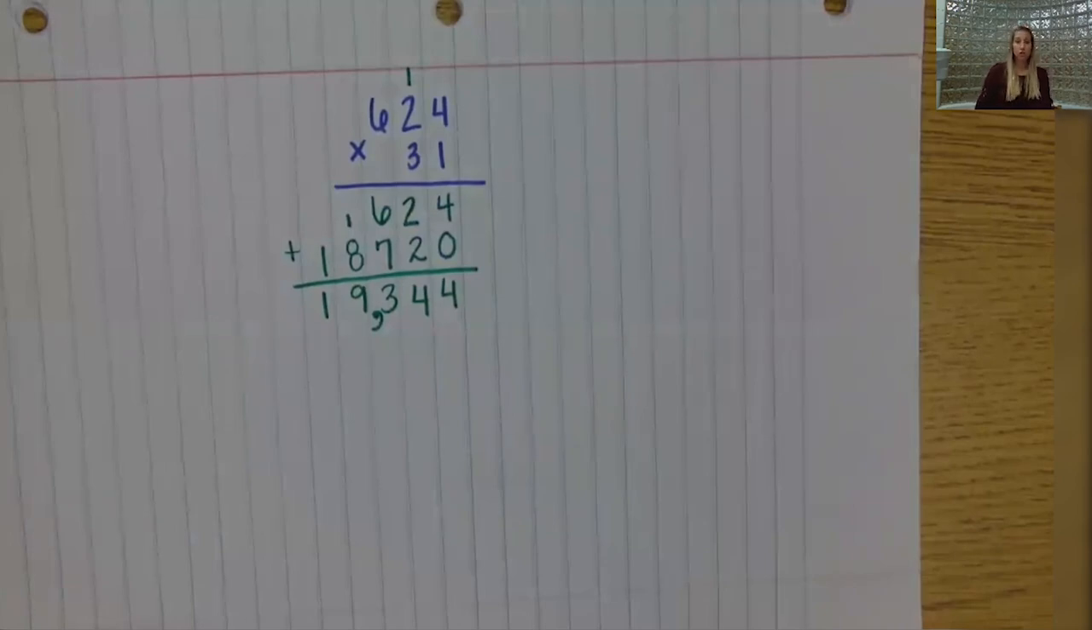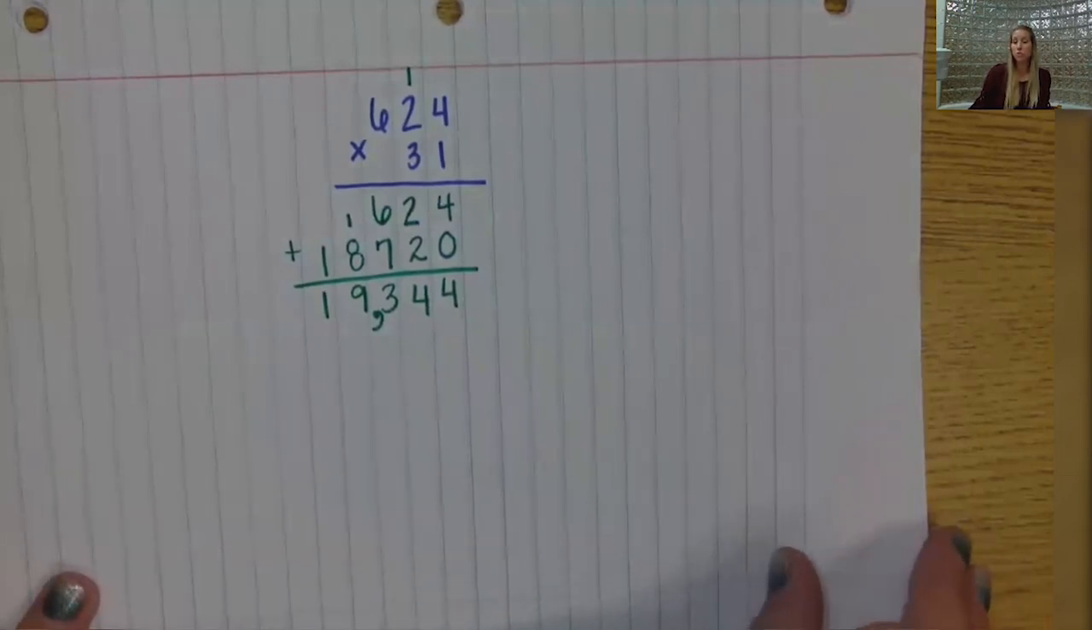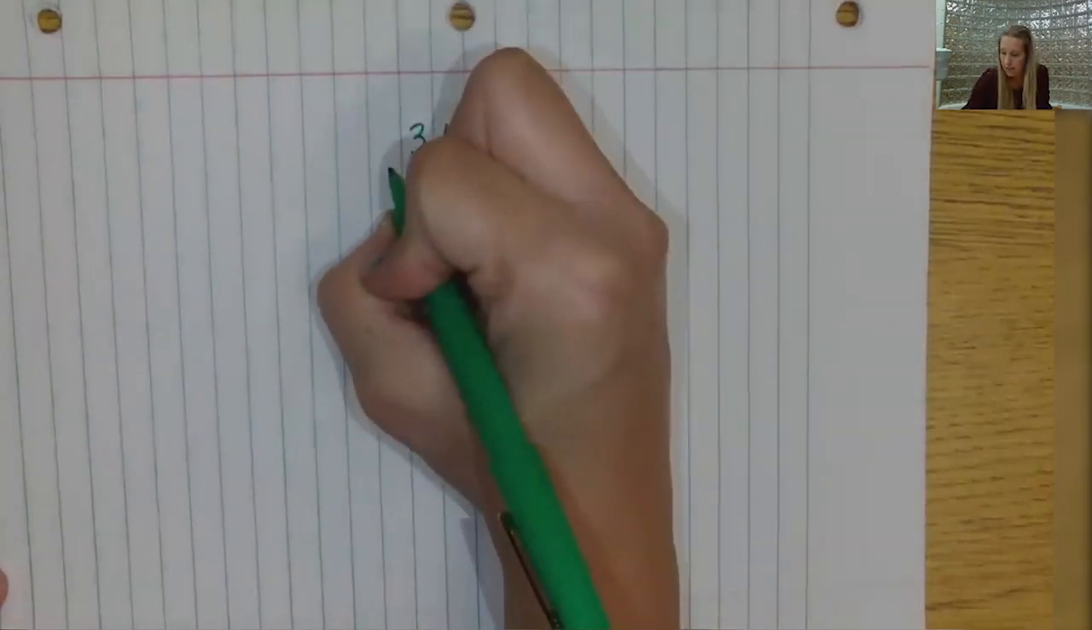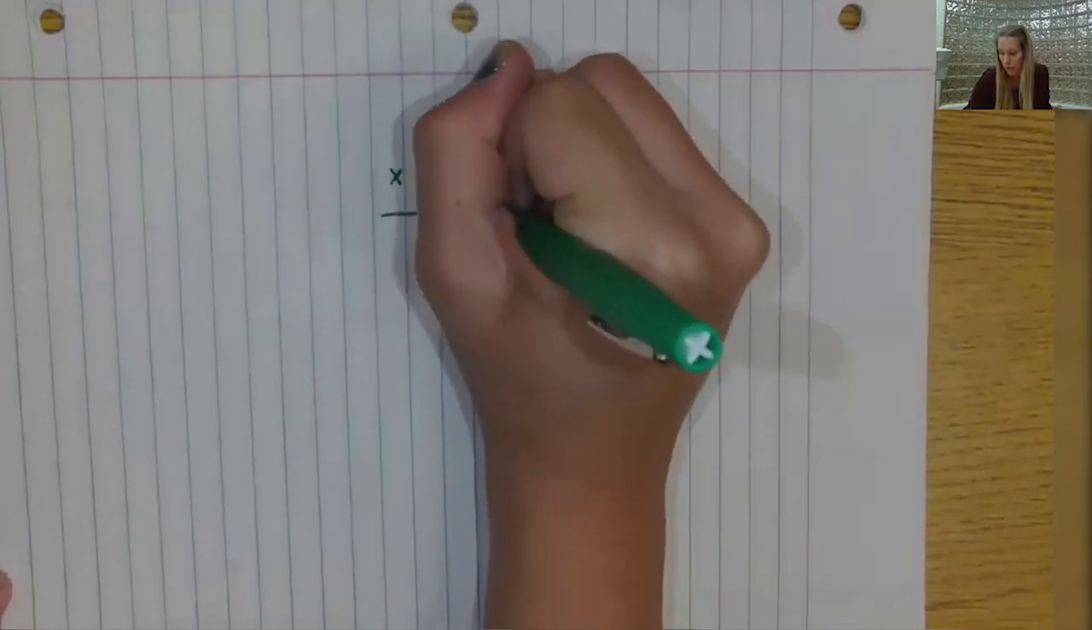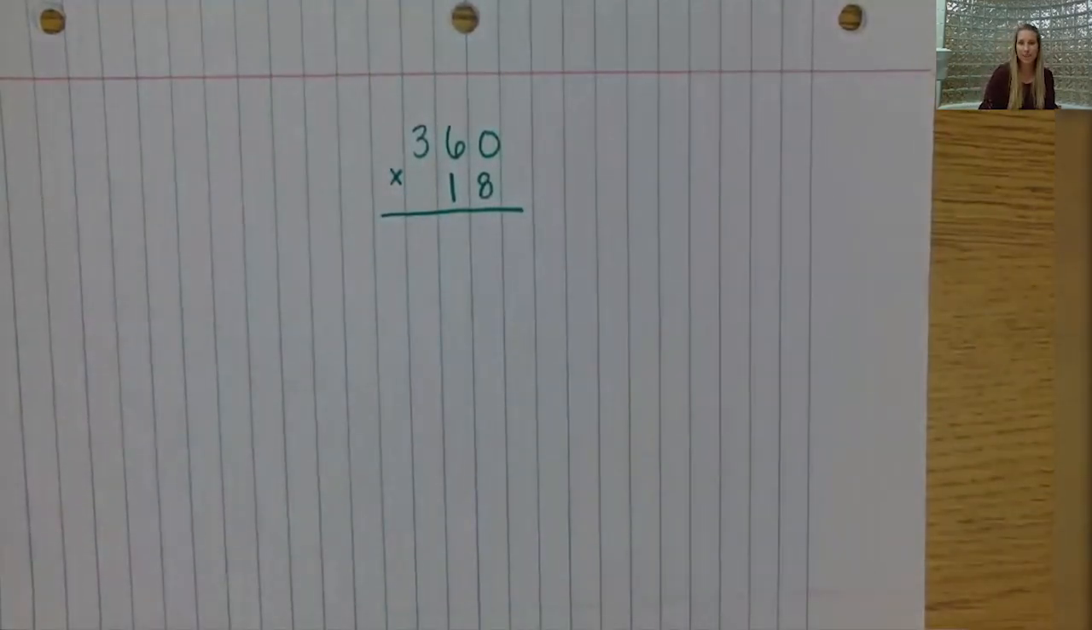Now try solving the next multiplication problem on your own. After you've worked for about 2 minutes, we can come back together and check your work. Remember to write down your problem and to start in the ones place of your bottom digit. The problem is 360 times 18. Remember, I'm going to give you about 2 minutes to do it independently.